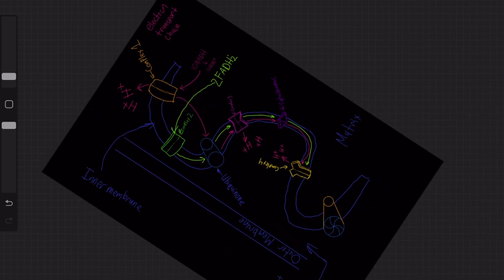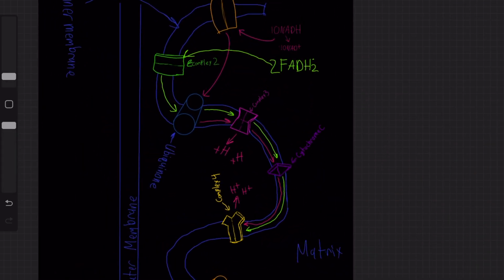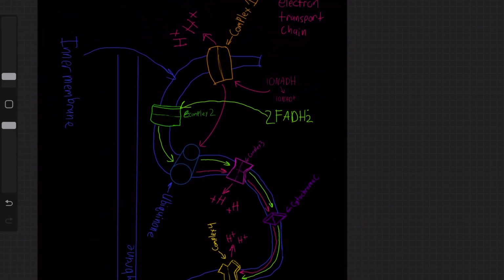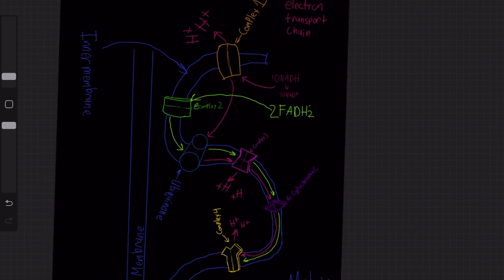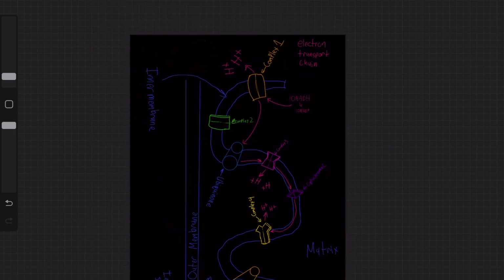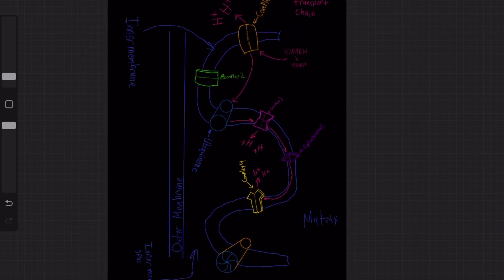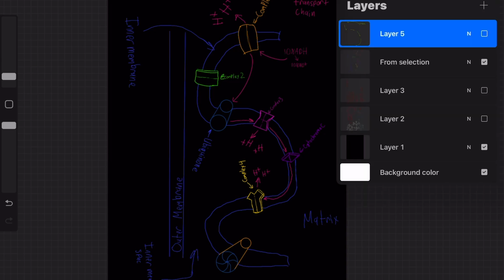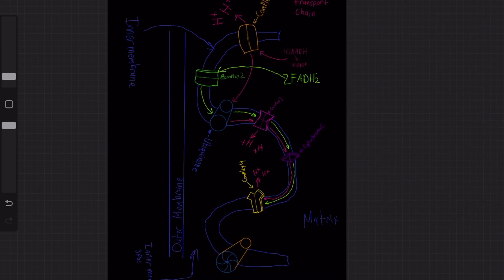So as you can see, it pretty much has the same cycle except for complexes 1 and 2. NADH goes to complex 1, FADH goes to complex 2, and NADH does not go to complex 2. So again, we can see the NADH path, and we can see the FADH path.